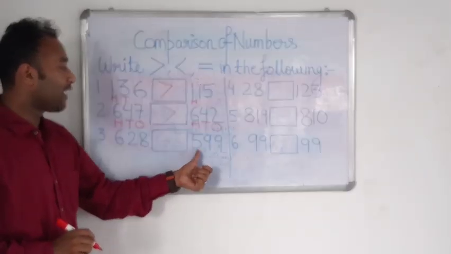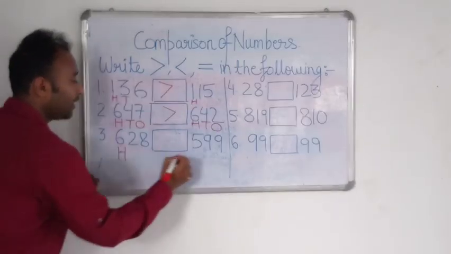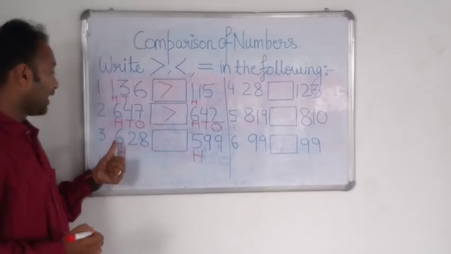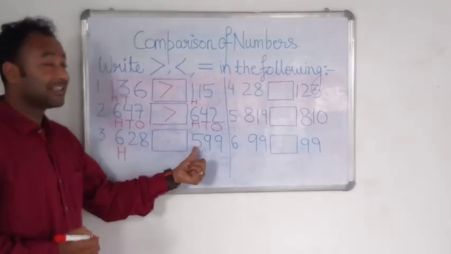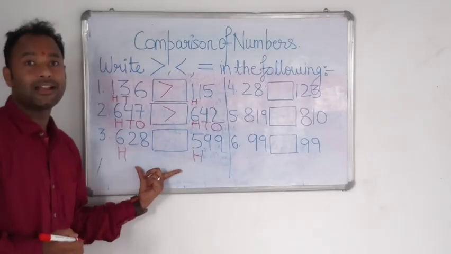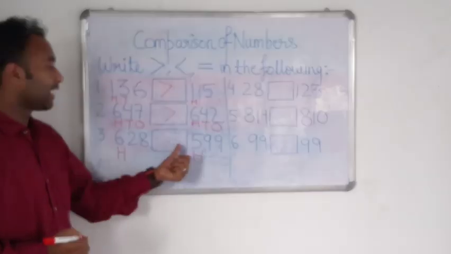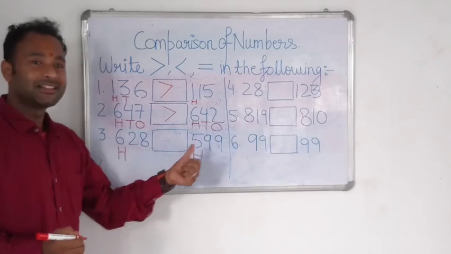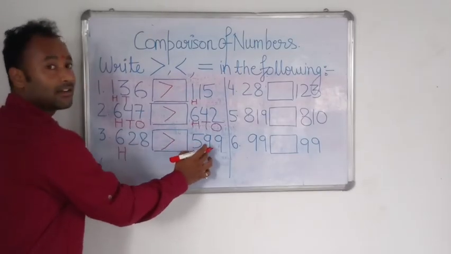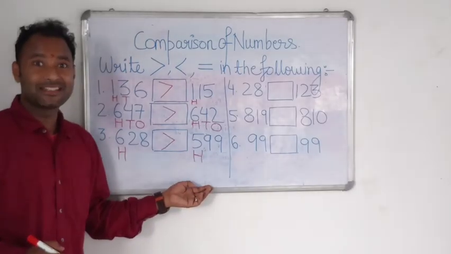Yes. Now, in the next part, it is 628, and here it is 599. So first you will check the hundreds position. In the hundreds position, this is 6 and this is 5. Now according to the rule, when we compare the hundreds position, you will see that 6 is greater than 5. So you will say that 628 is greater than 599. Understood, students? It is interesting.